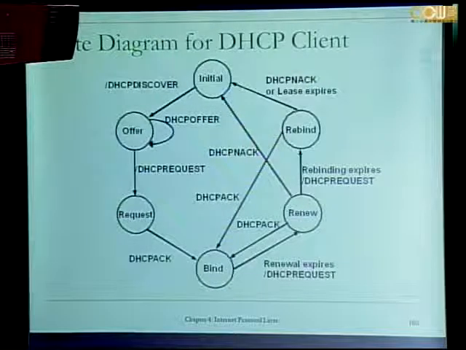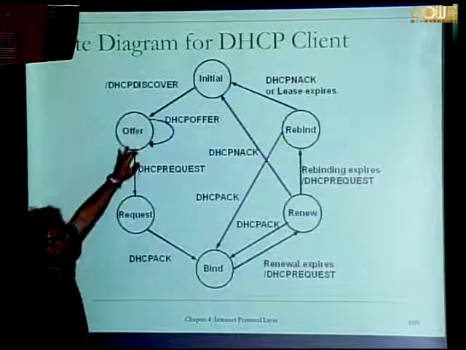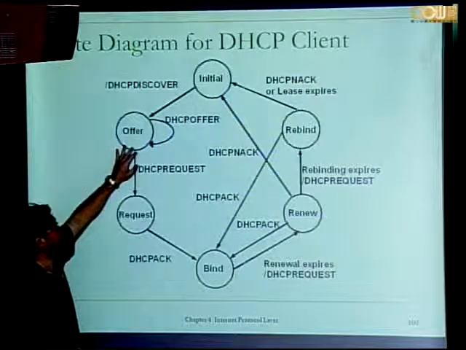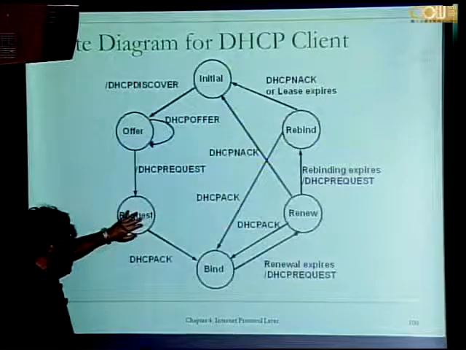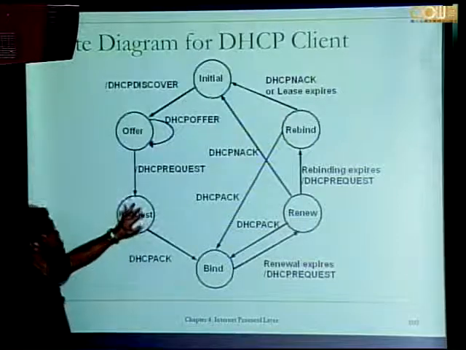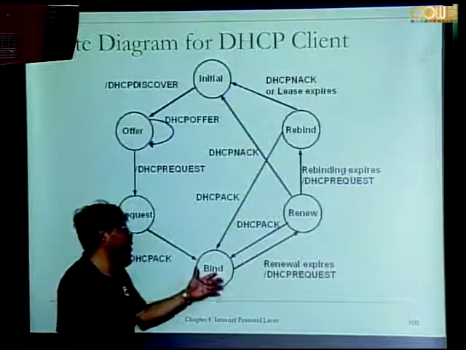So once you send the DHCP discover, you wait in the offer state, and you would get the DHCP offer message. Then you know who the DHCP server is, and you start to send the DHCP request. Once you identify who the DHCP server is, then you send the DHCP request. And if you receive the DHCP ACK, the server has sent the ACK back, then you are bound. You are bound together with a particular DHCP server.